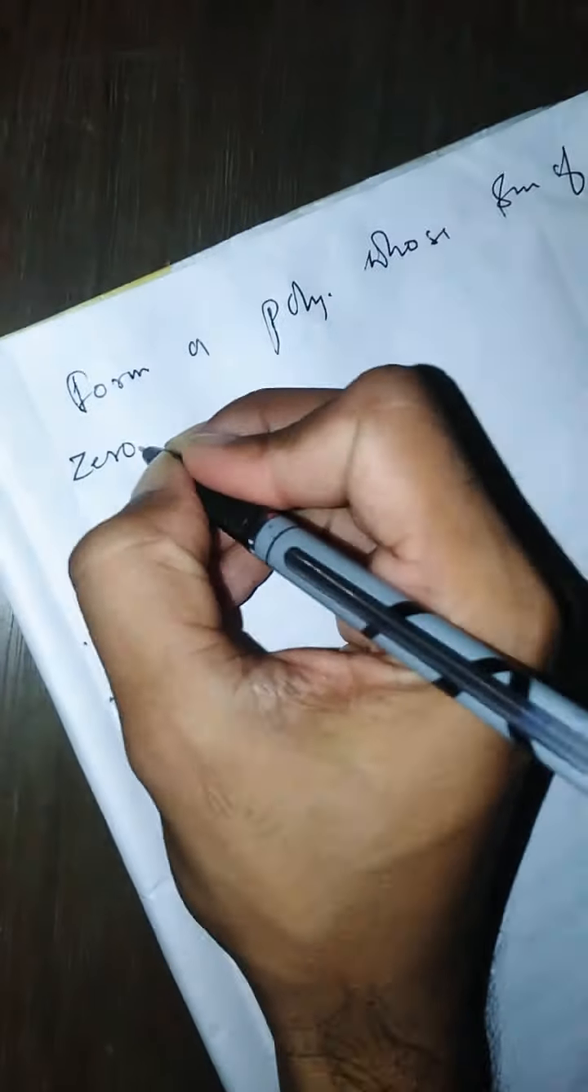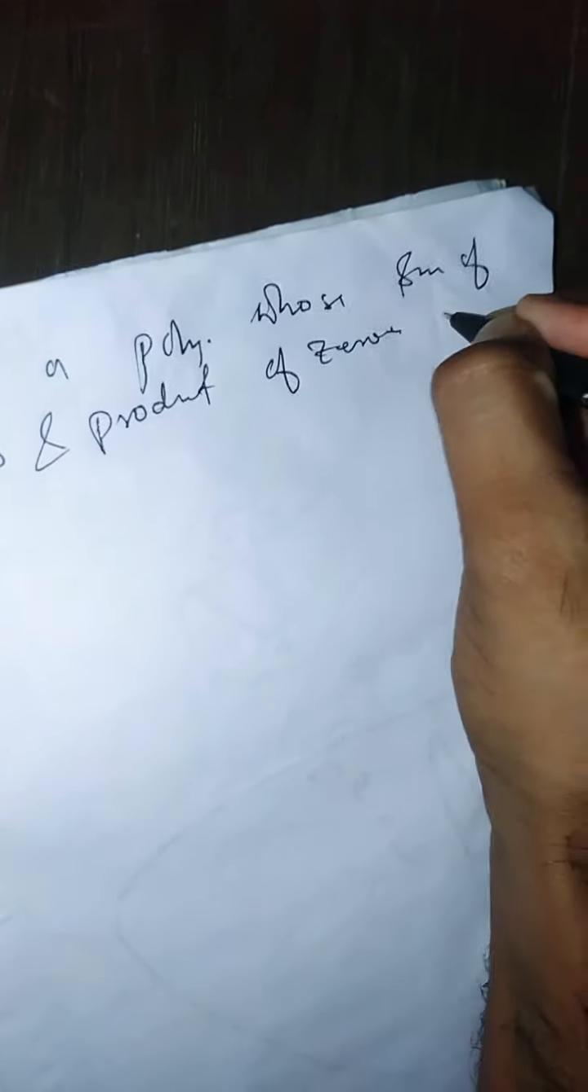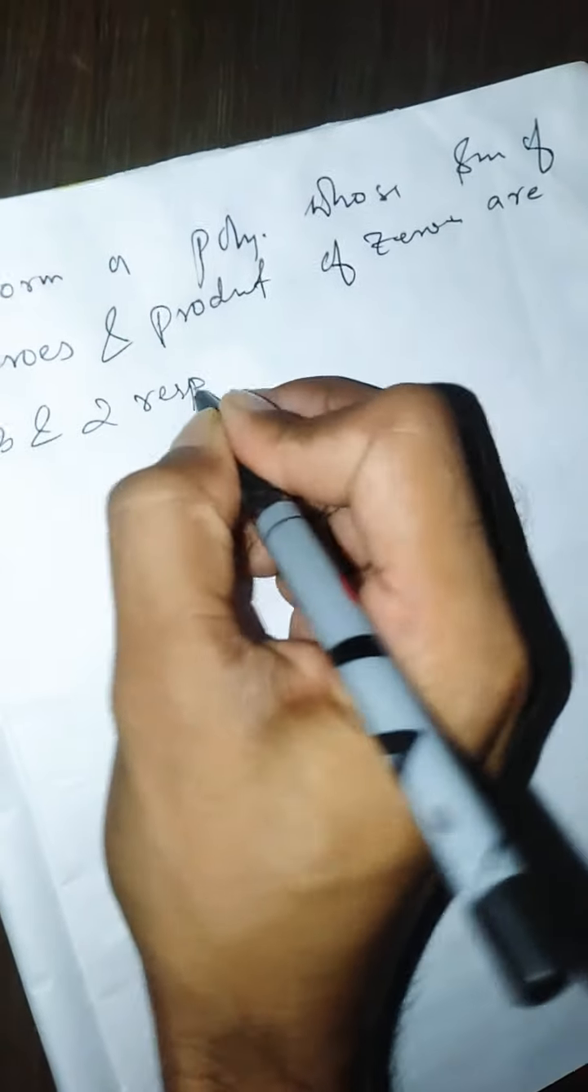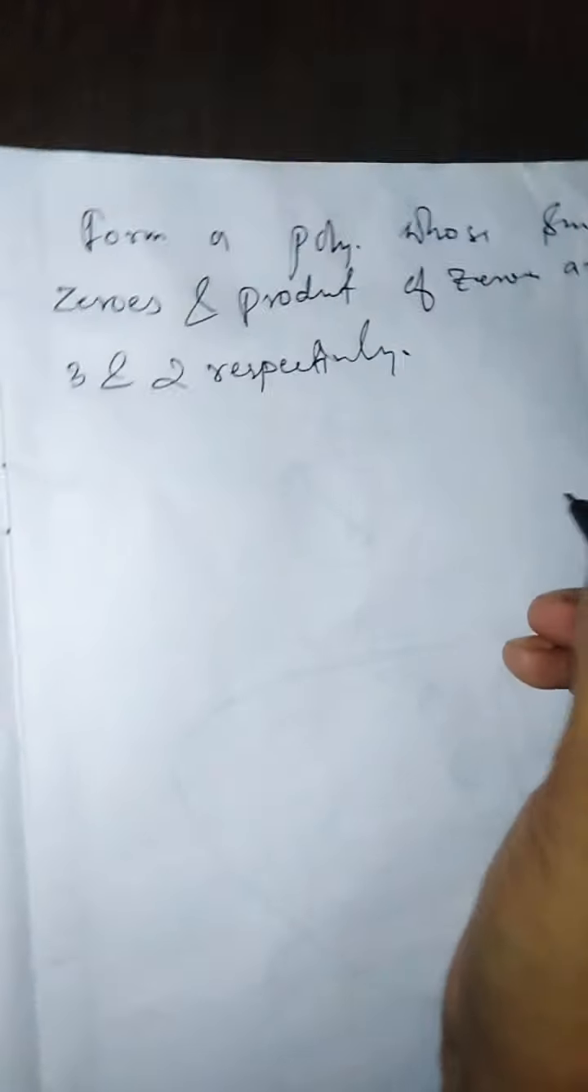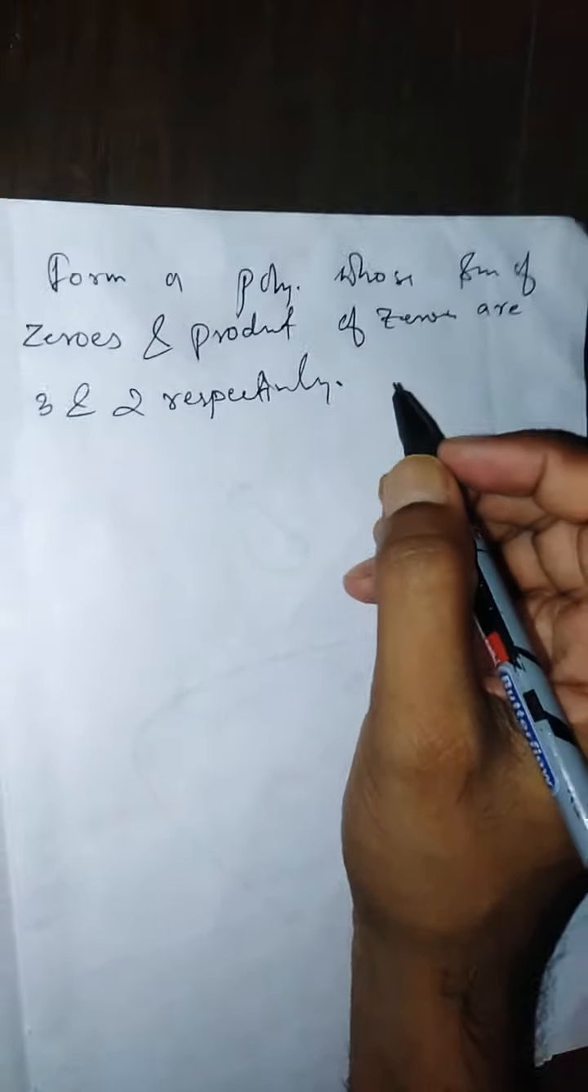Suppose one more question, okay? Form a polynomial whose sum of zeros and product of zeros are 3 and 2 respectively. This is the question. Form a polynomial whose sum of zeros and product of zeros are 3 and 2 respectively. You can pause the video in between and note down the question, okay? I am a little fast.